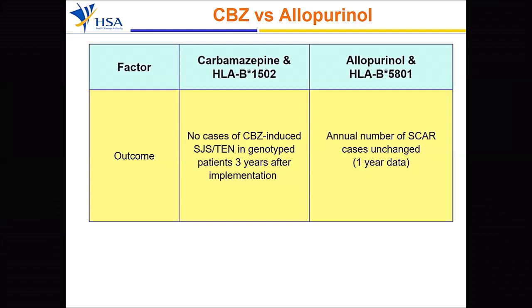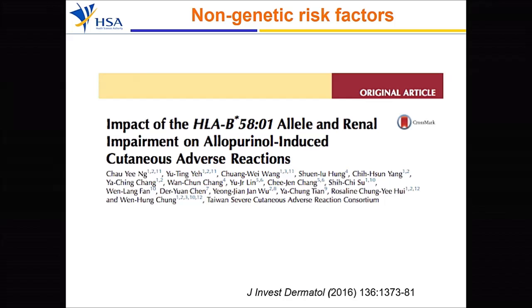So the outcome was that in the 3 years after implementation, there have been no cases of carbamazepine-induced SJS-TEN in genotyped patients. So we think this is a huge success. Previously, we were getting about 18 cases per year. For allopurinol, it's just been 1 year since our letter, and unfortunately, the number of cases has not changed. Previously, there were about 13 cases per year. Last year, there were 12. So that's been a bit frustrating for us, and we're trying to think about other ways, other interventions.